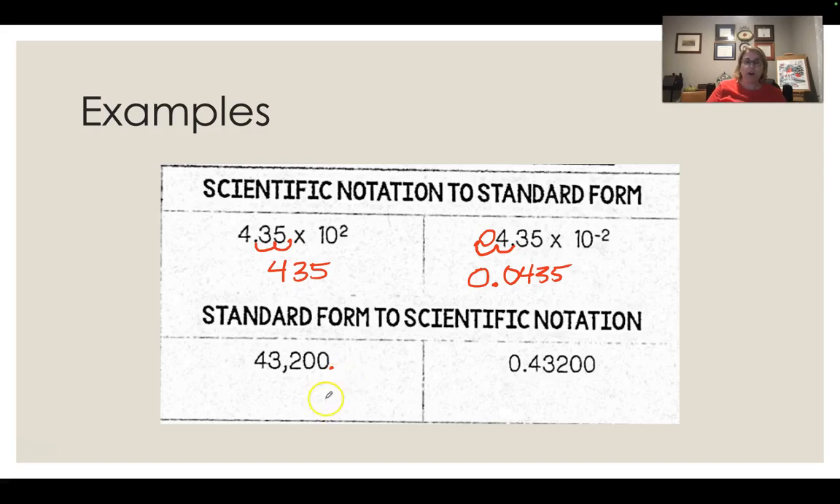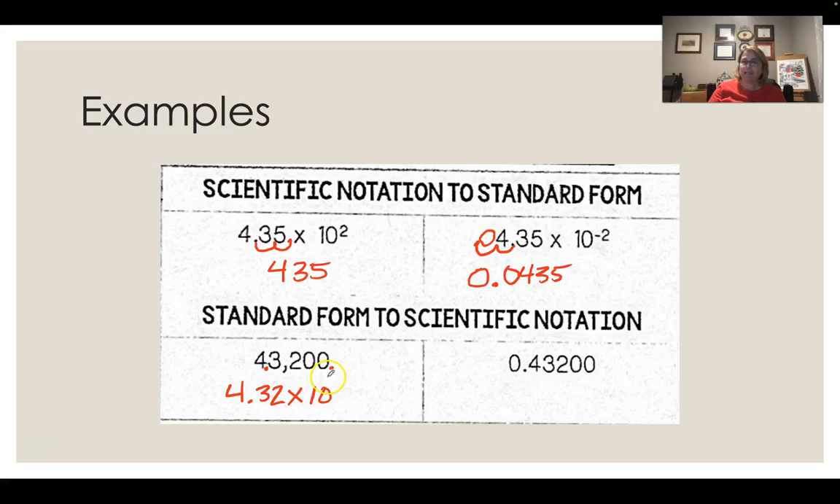43,200. If it's large, I know that it's going to be times 10 to a positive exponent. I also know I want this decimal to move so that there is just one number from 1 to 9 in front of it. So we're going to write 4.32. I don't have to write the zeros. I only have to write the non-zero numbers. And once I get to the last non-zero number, I don't have to write anything else.